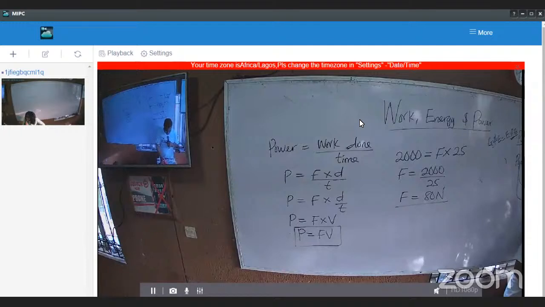Now, let's go. Number what now? Number 6. Which of the following graphs gives the correct relationship between energy and mass?